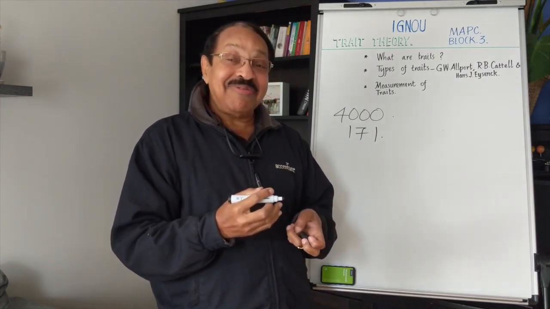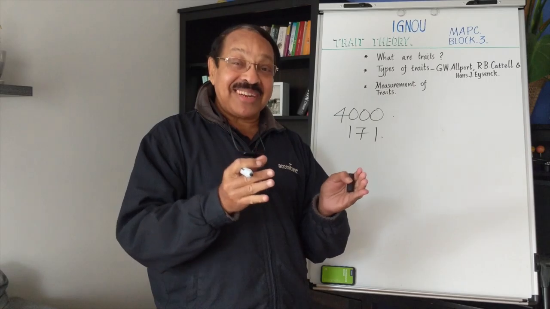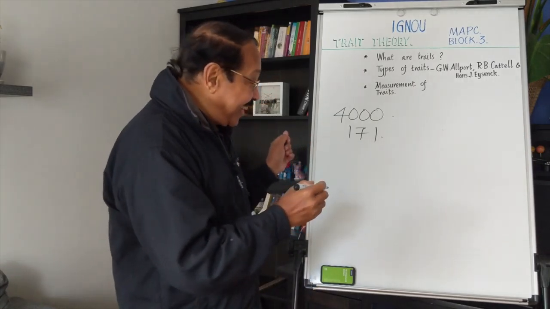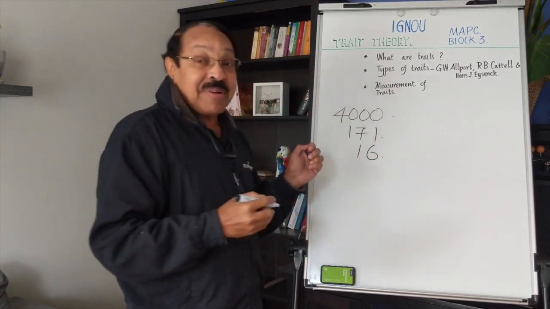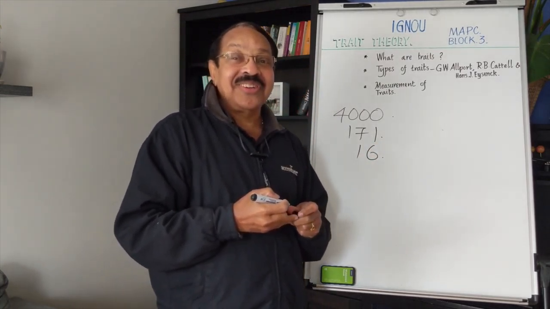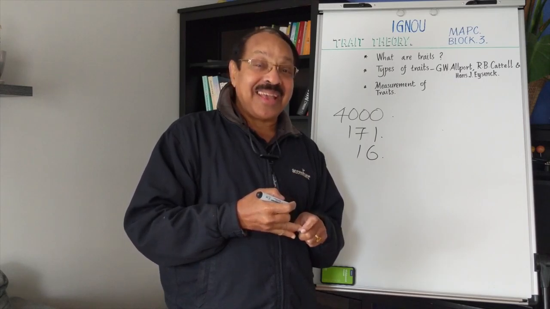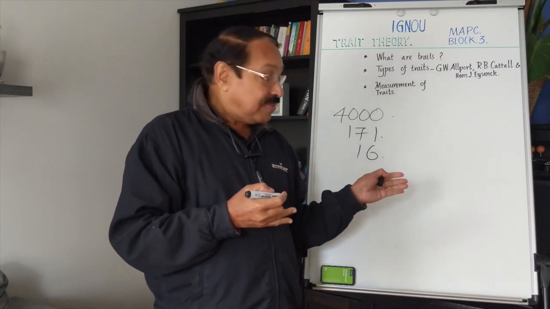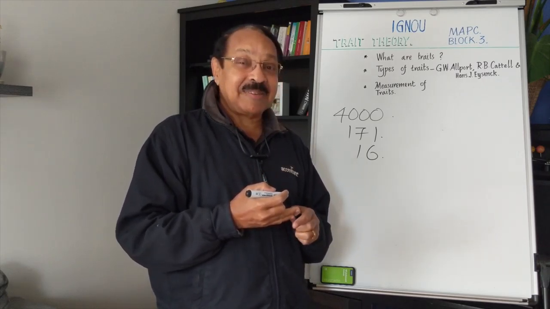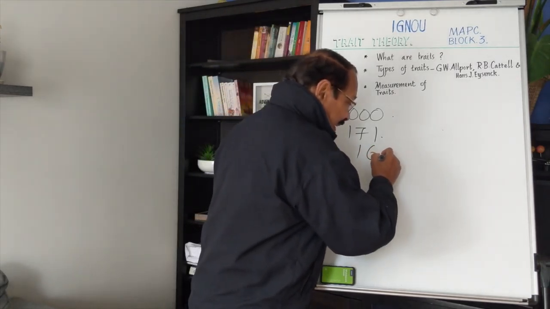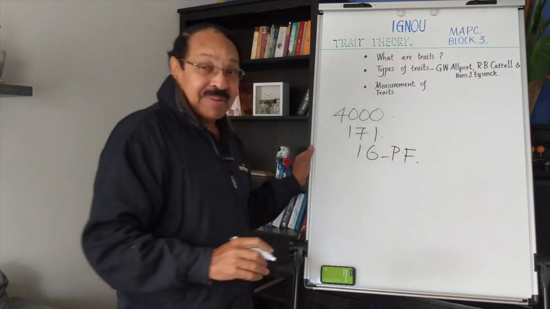Again, using factor analysis, he reduced them further and further and further, and 16 primary traits were identified by R.B. Cattell. These 16 traits are called primary traits, popular by the name 16PF, primary factors.